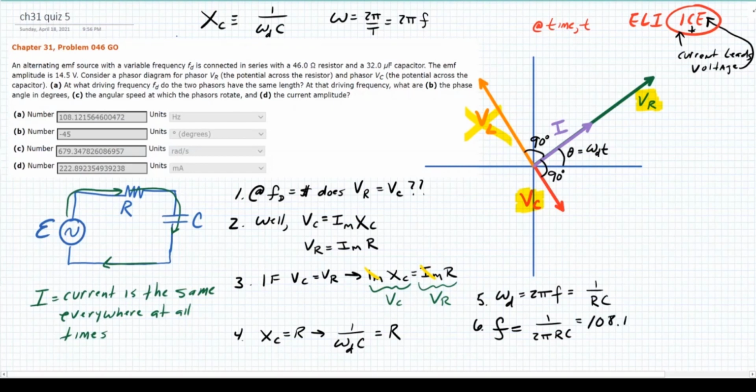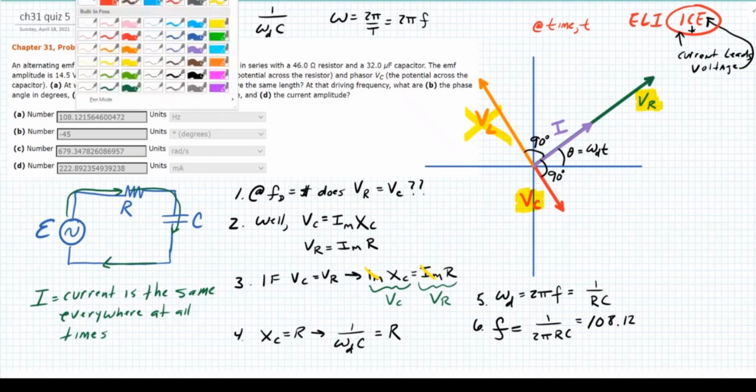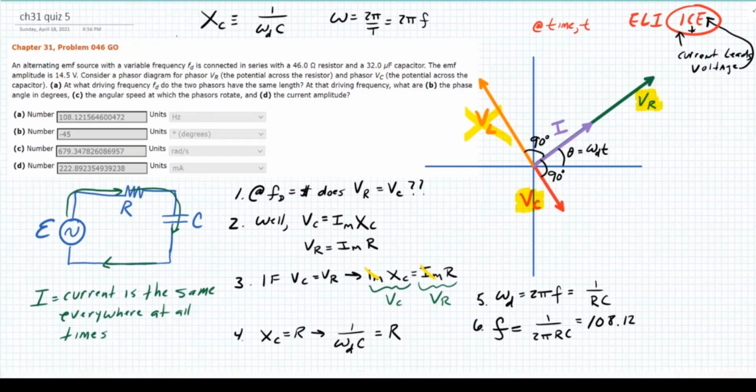So again, this is the magical frequency. Well, it's not that magical, really. It's just, hey, at this frequency, the voltage drop VC across your capacitor is going to be the same as VR at that particular frequency. Hertz. I don't know if I need this, but I'm going to stick it in memory. Store alpha A. Part B says, at that driving frequency, so I guess I really do need to save it.